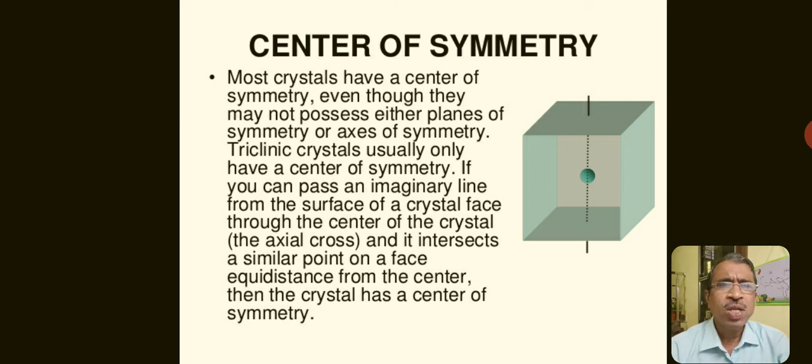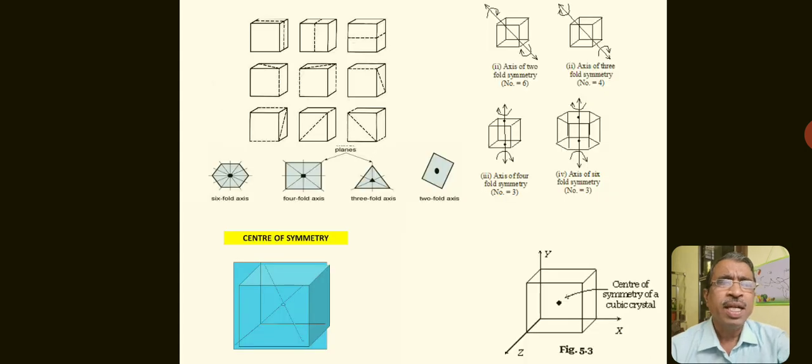If you can pass an imaginary line from the surface of a crystal face through the center of the crystal and it intersects a similar point on a face equidistant from the center, then the crystal has a center of symmetry. In any crystal, it contains only one center of symmetry. More than one center of symmetry is not possible.